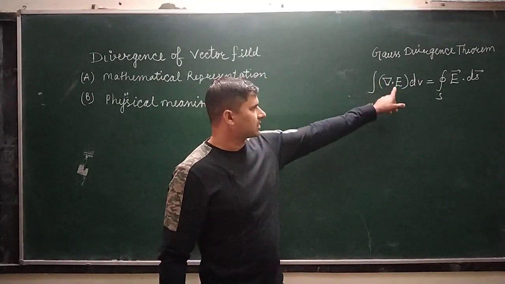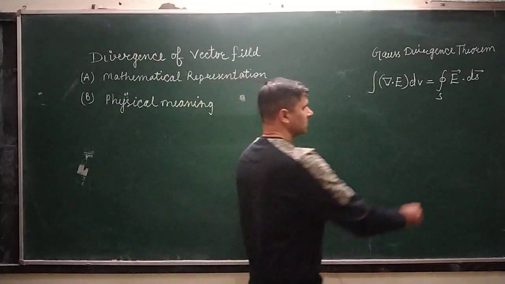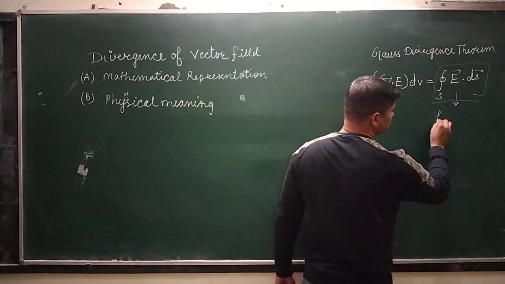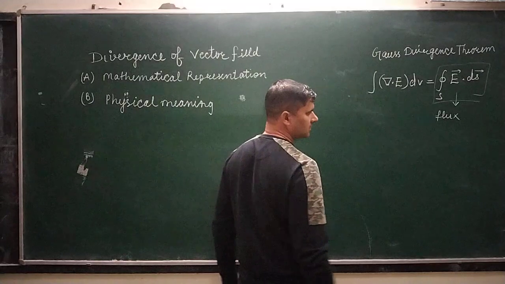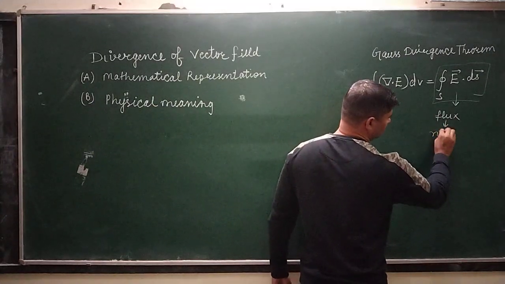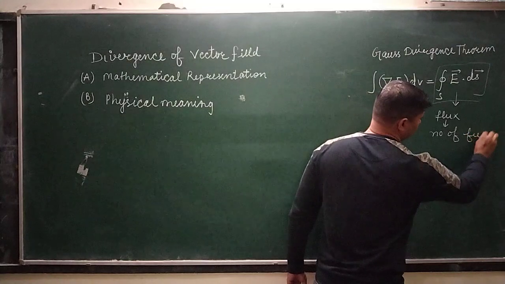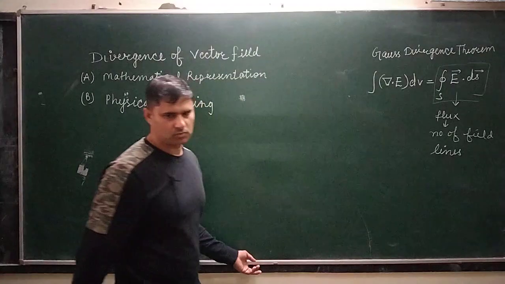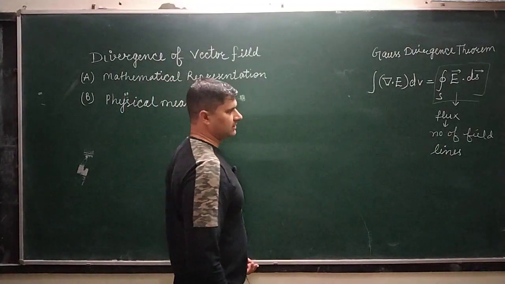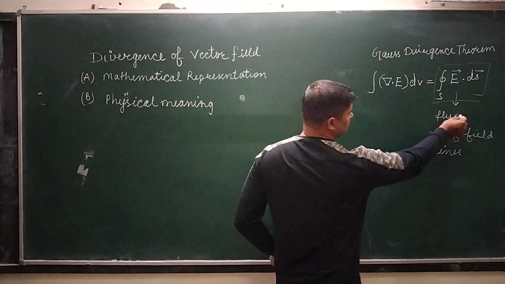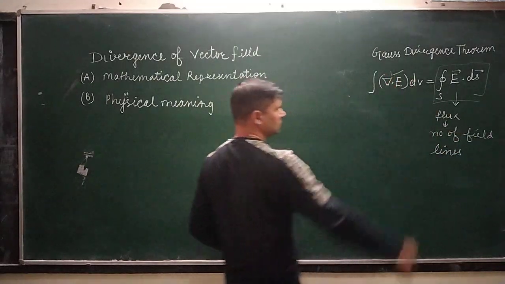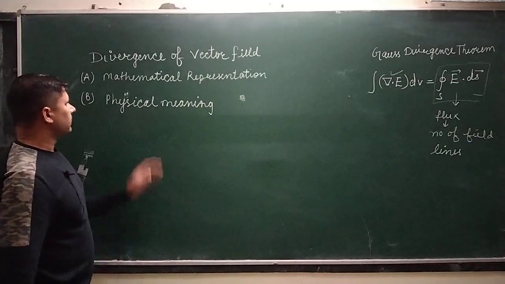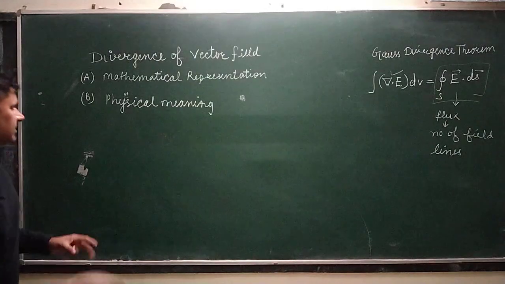Okay, so here the vector field is electric field, and what does this flux represent? This is electric flux which you have done in 12th standard, and it gives you the number of field lines passing through a surface area. Okay, now we will see how these number of field lines are related to this divergence. So firstly, come to the first part, that is mathematical representation.